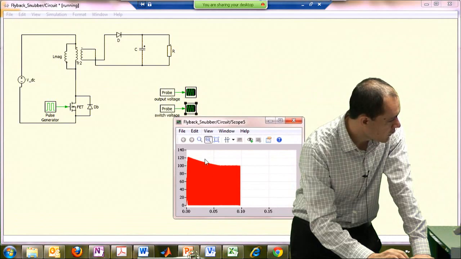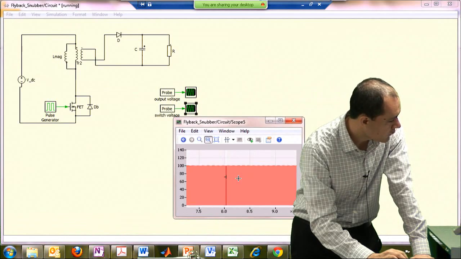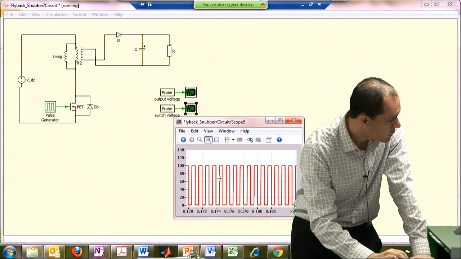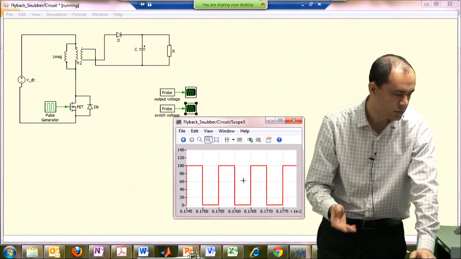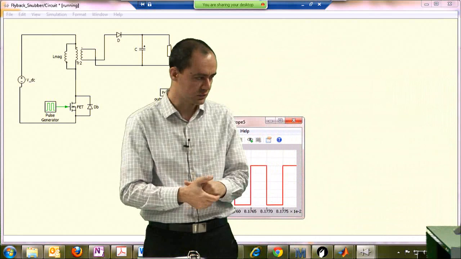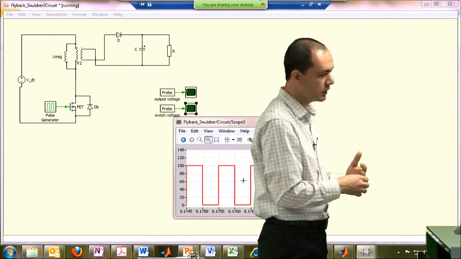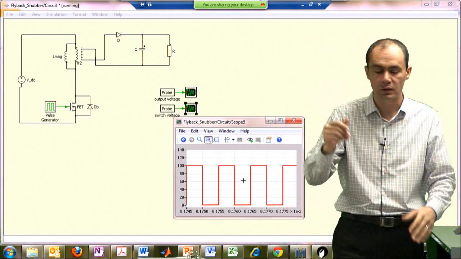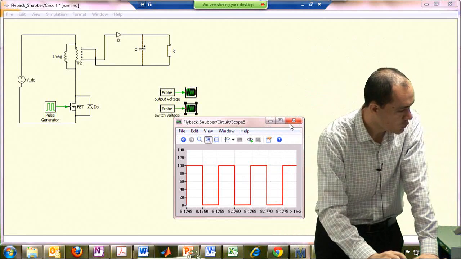And this is the voltage from drain to source of your transistor, and it looks very, very nice. It's either 0 or 100 volts, which is Vin plus 1 over N2 times Vout. And 1 over N2 is 2, Vout is 25, so it's 50 plus 50, 100 volts. So things look very, very nice.